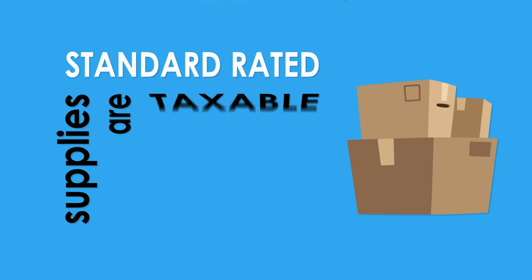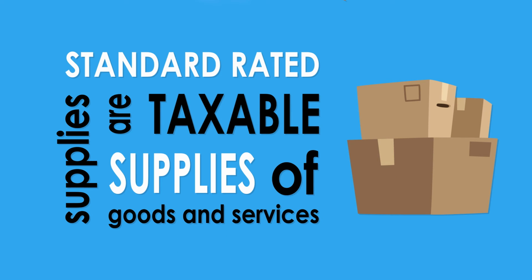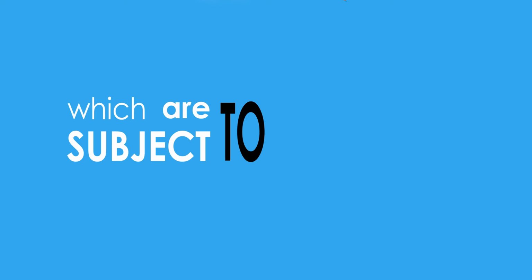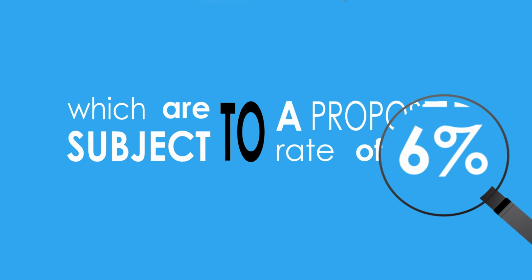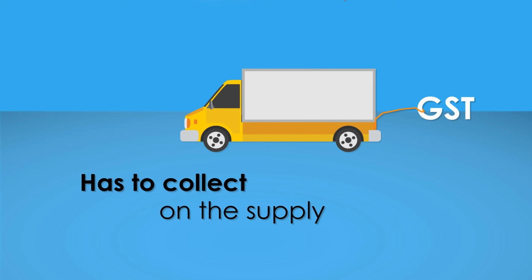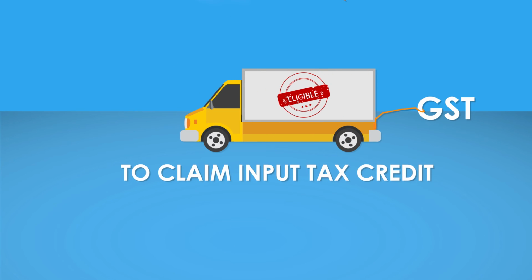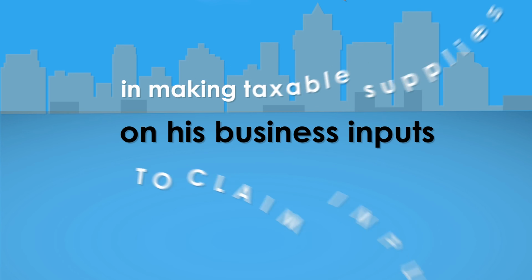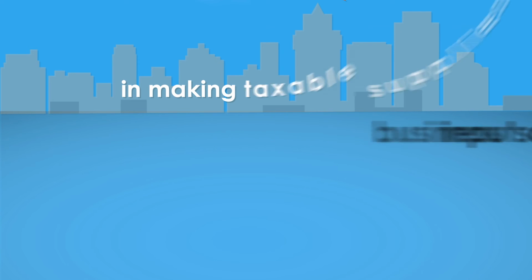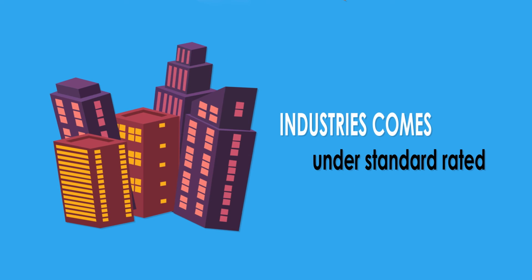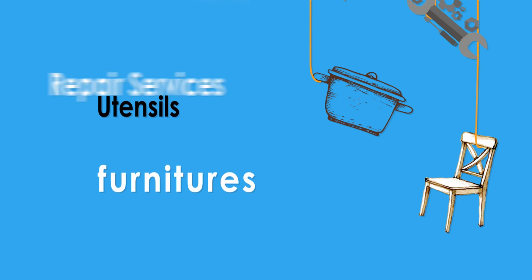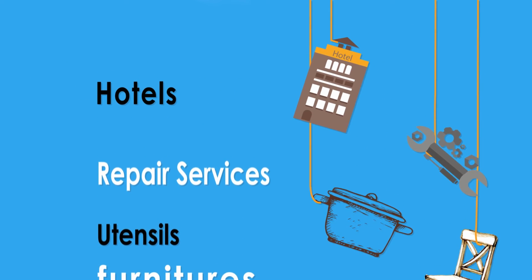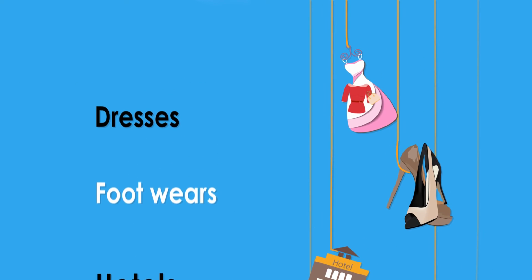Standard rated supplies are taxable supplies of goods and services which are subject to the proposed rate of 6%. A taxable person who is registered under GST has to collect GST on the supply and is eligible to claim input tax credit on his business inputs in making taxable supplies. Industries which come under standard rated are furniture, utensils, repair services, hotels, footwear, dresses.